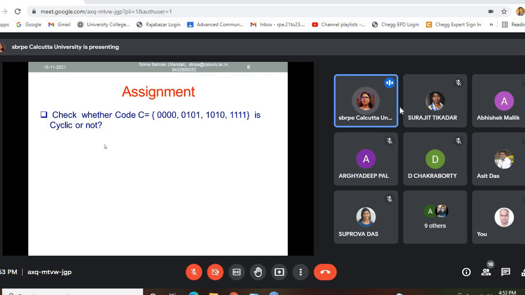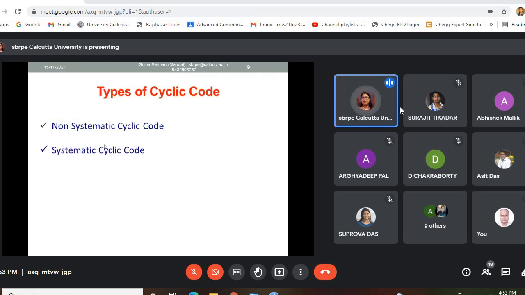This is your assignment. Now the types of cyclic code. You can generate the cyclic code in two different ways. One is the non-systematic way, another is the systematic way. Two ways you can generate the cyclic code.